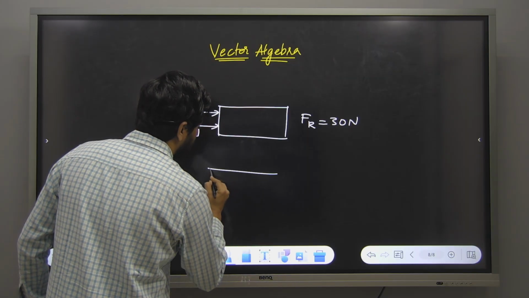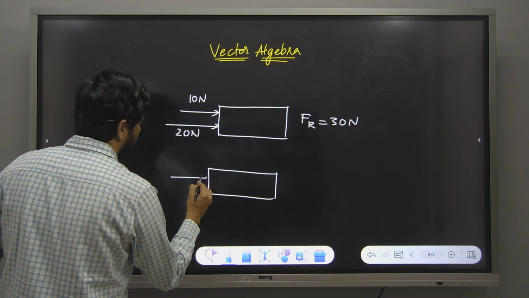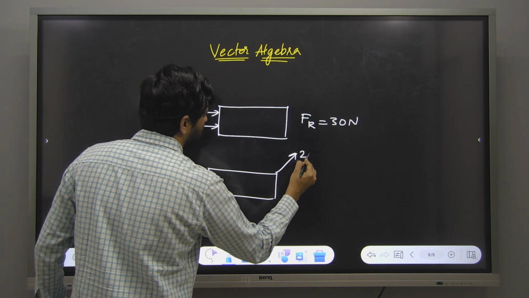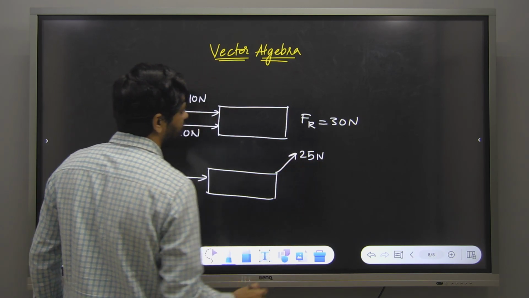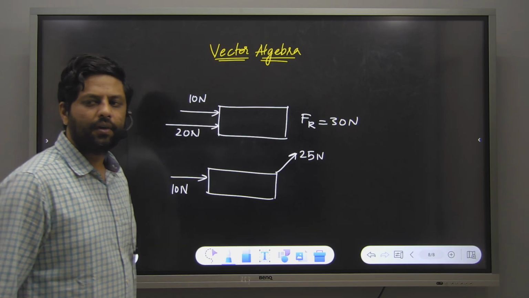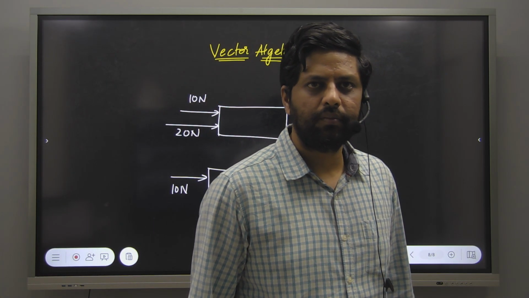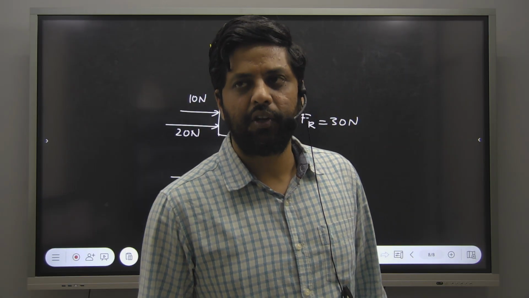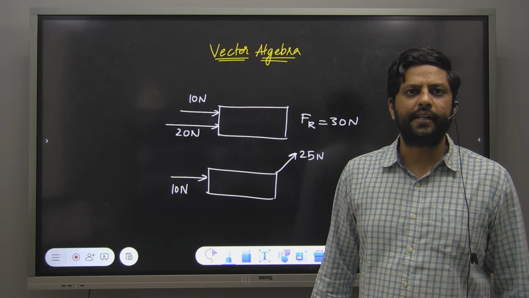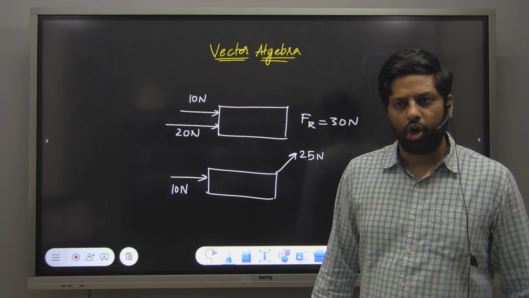All right. Now let me take one more body. I apply 10 Newton force like this and I apply 25 Newton force like this. What is the resultant force? 35 Newton. Anyone else with the answer?